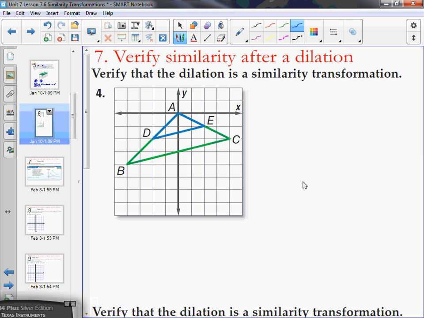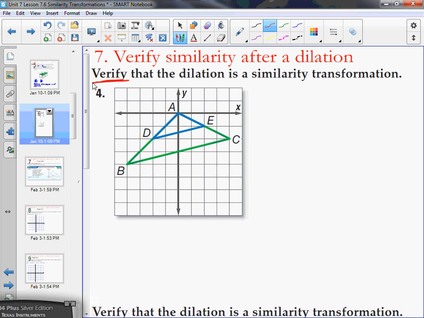Number 4. Verify that the dilation is a similarity transformation. Now let me tell you how we would do it instead of us actually doing it. Okay? When it says verify, they're not asking you if it's a dilation. They're telling you that it is. Right? So how would we verify? Well, we've got different methods.